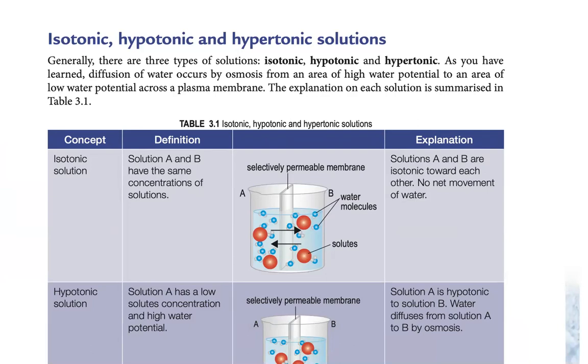Okay, the diffusion of water. So when it is the diffusion of water, it means that the process is called osmosis. So for those who don't remember, osmosis is a process where the water diffuses from an area of higher water potential to an area of low water potential across the plasma membrane.